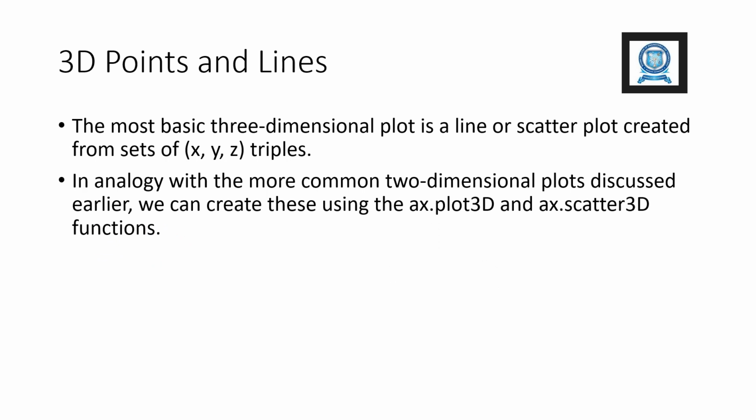3D points and lines. The most basic three-dimensional plot is a line or scatter plot created from sets of x, y, z triples. In analogy with the more common two-dimensional plots discussed earlier, we can create these using ax.plot3D and ax.scatter3D functions.